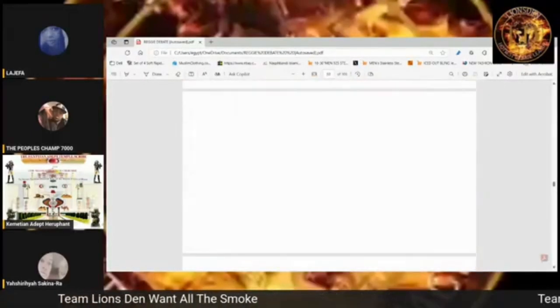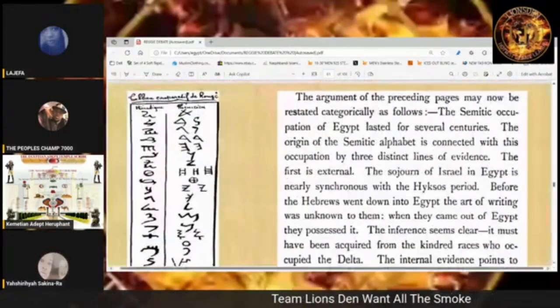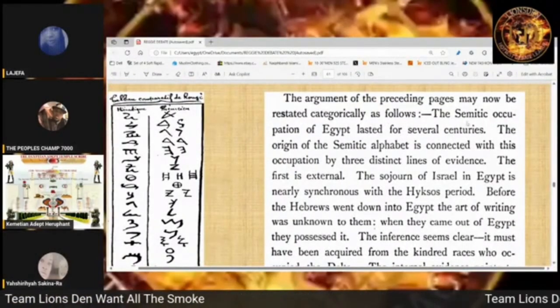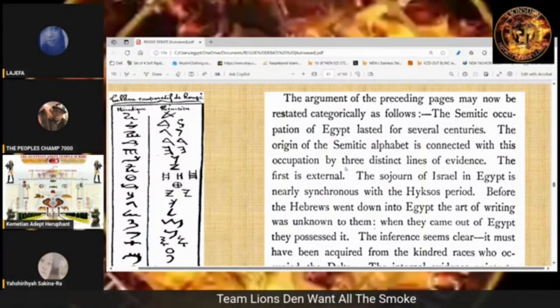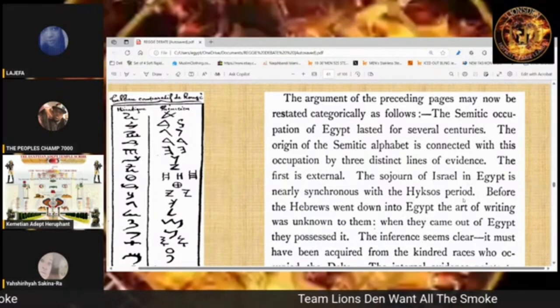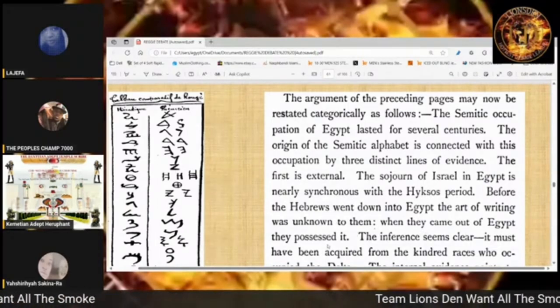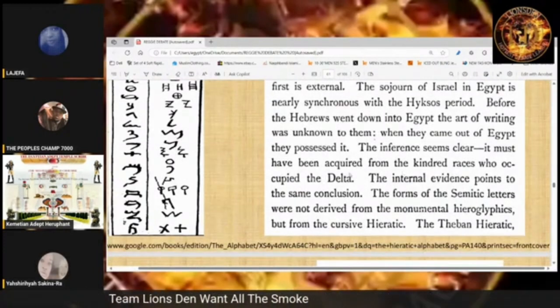In fact, better yet, when I started up here in the beginning, it actually gave the story here. It says, the argument of the preceding pages may now be restated categorically as follows. The Semitic occupation of Egypt lasted for several centuries. The origin of the Semitic alphabet is connected with this occupation by 3 distinct lines of evidence. The first is external. The sojourn of Israel in Egypt is nearly synchronous with the Hyksos period. Before the Hebrews went down into Egypt, the art of writing was unknown to them. When they came out of Egypt, they possessed it. The inference seems clear. It must have been acquired from the kindred races who occupied the delta.